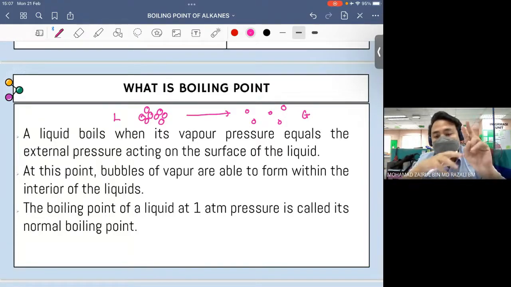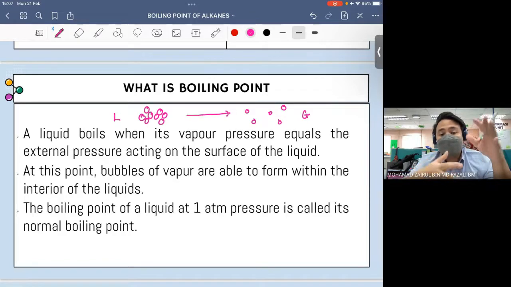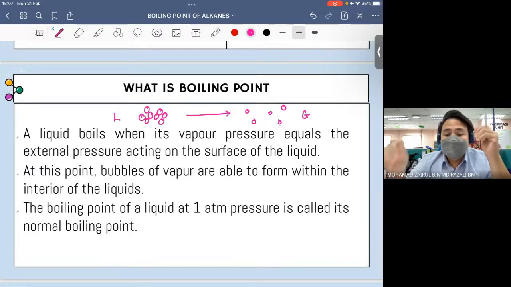Kalau awak tengok the arrangement of particle in liquid, the particle tu are arranged quite closely even though they are not arranged in orderly manner, kalau kita nak compare dengan solid. Tapi kalau kita compare dengan gas, liquid itu, particle tu is more closely together. Sebab gas, the distance between the particle is very far apart. So that means the intermolecular forces between particle in gas is weaker compared to the intermolecular forces between the molecule of a liquid. So sekarang ni kita nak weakenkan intermolecular forces tu.